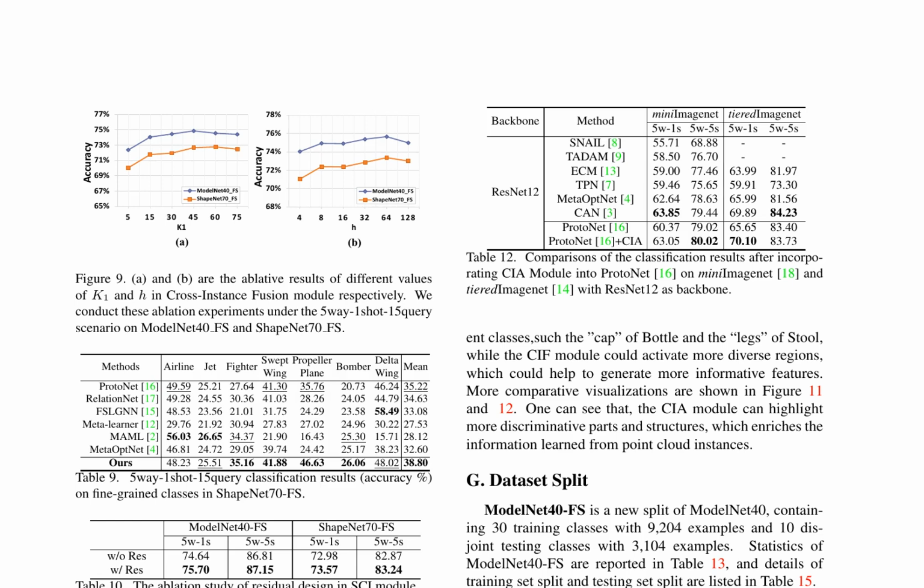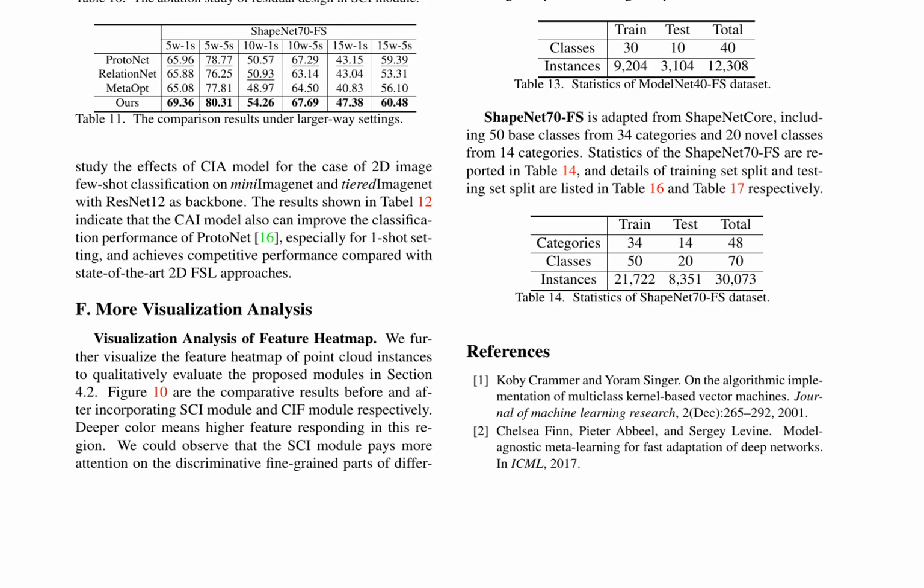Experiments on the ModelNet40-FS and ShapeNet70-FS datasets validate the effectiveness of the proposed method in few-shot learning on point cloud classification tasks. The authors visualize the feature heat map of point cloud instances to qualitatively evaluate the proposed modules, revealing that the Psi module pays more attention to discriminative parts and structures. The paper provides a dataset split for ModelNet40-FS and ShapeNet70-FS, including the number of classes, instances, and categories.